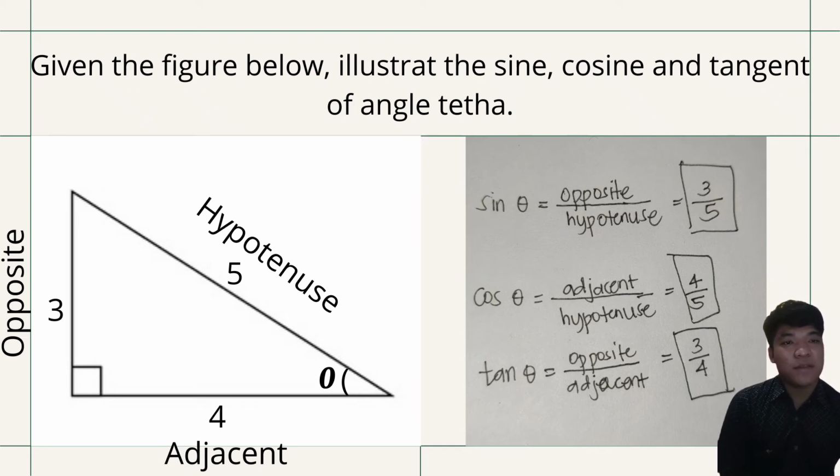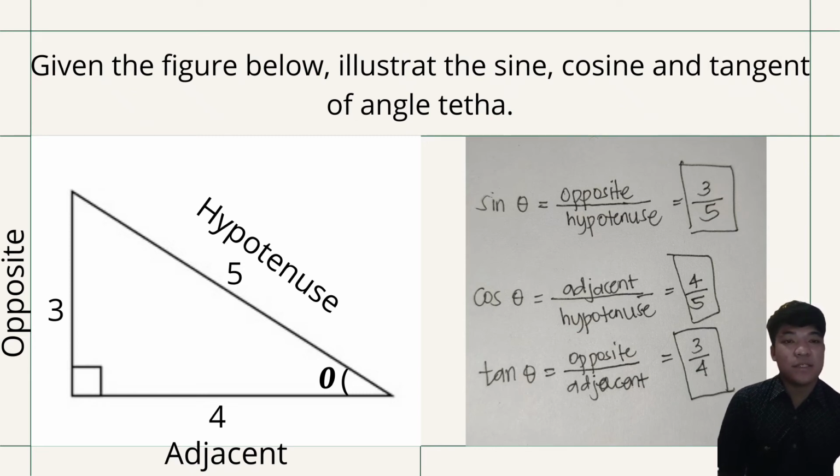So we will write the sine, cos, tan formula, SOHCAHTOA. Then we will just put the values. So in the sine, we will write opposite over hypotenuse, where the opposite has a value of 3 and the hypotenuse is equal to 5. So therefore, sine theta is equal to 3 over 5. Right? So the next one is cosine, adjacent over hypotenuse. Adjacent value is 4, then the hypotenuse is 5. So the answer is 4 over 5. So cos theta is equal to 4 over 5.